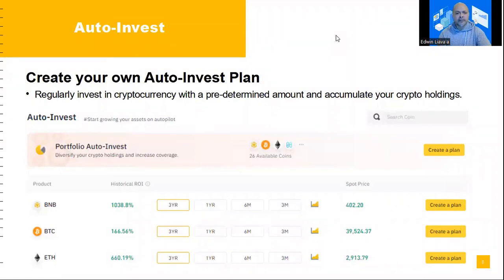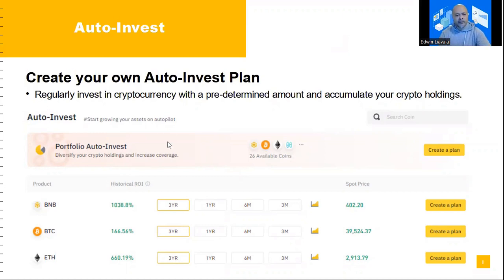What is auto invest? Auto invest is a recurring plan that you use to regularly invest in crypto with a predetermined amount that will accumulate your crypto holdings, right? For example, as you see on the screen, this is new in Binance. It's a new product, but it's a really, really good way for you to have a cycle or a plan that you recursively earn some crypto on your crypto holdings, right?